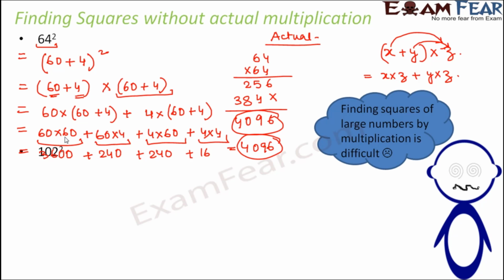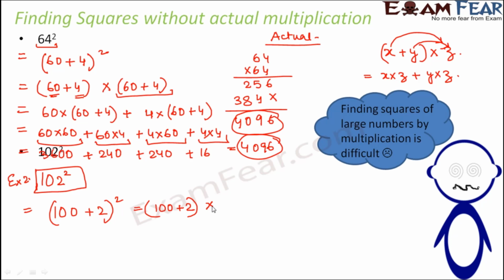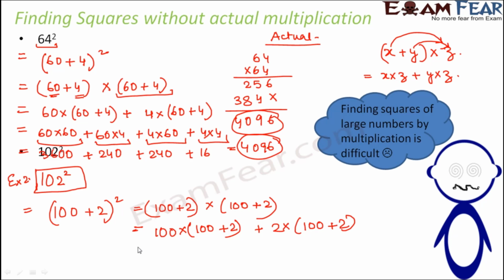Let's take one more example. So let's say this is our next example: 102 square. How can we write 102? This can be written as (100 plus 2) whole square. So this would mean (100 plus 2) into (100 plus 2). With a similar approach, we can write 100 into (100 plus 2) plus 2 into (100 plus 2), using the same property as we discussed here.